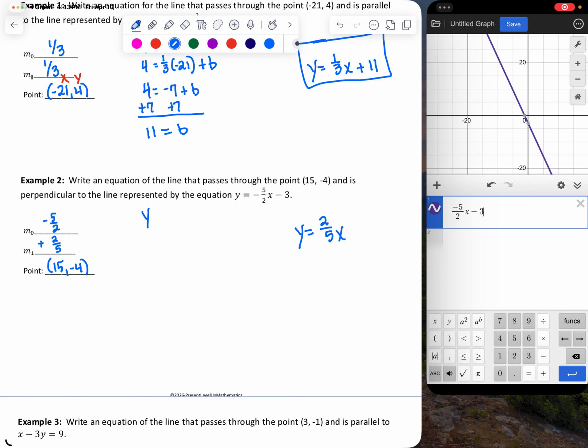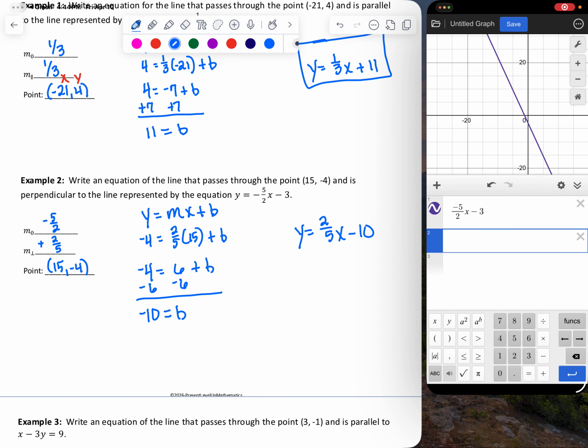All right, now, to find our b, or our y-intercept, we're going to use this formula, y equals mx plus b. For the y, I'm going to plug in a negative 4. For the m, I will plug in 2 over 5. For the x, I'm going to plug in a 15, plus b. So negative 4 equals 2/5 times 15, which would be 6, plus b. Subtract 6 from both sides, and I get negative 10 equals b. So now I know my equation of the perpendicular line will be y equals 2/5 x minus 10.